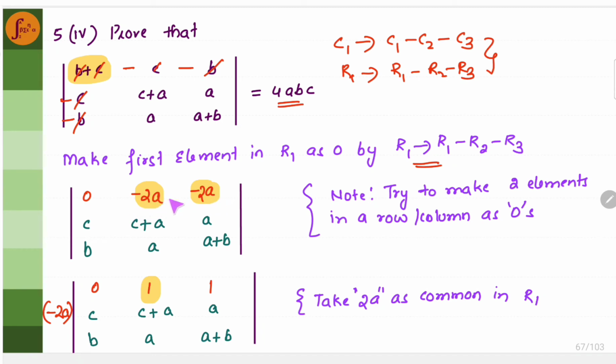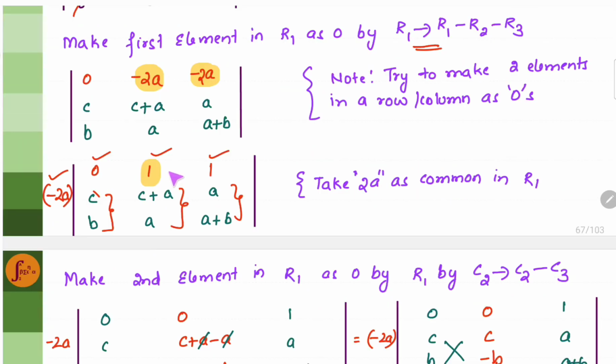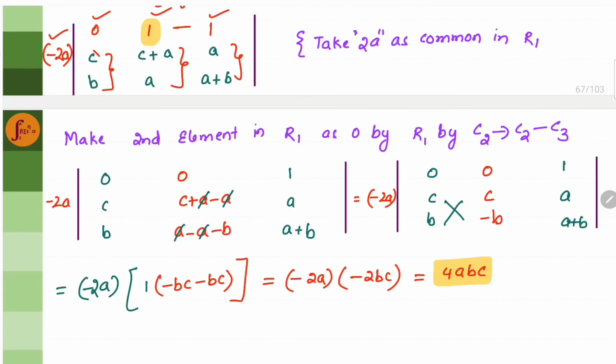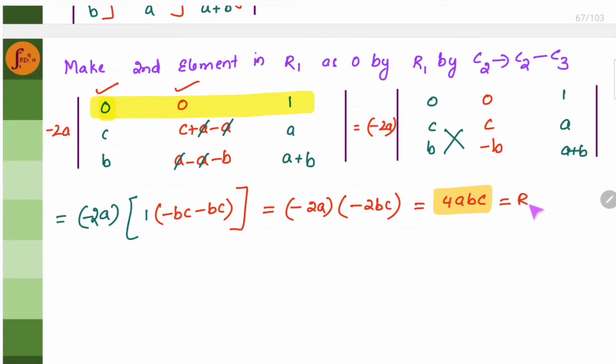You can do any operation. So you'll get a common factor out. You'll get this 1, 1, 0. 2a is the common factor. Now you can subtract these two. 1 minus 1 is going to become 0. So apply a column operation now: C2 is C2 minus C3. Once I apply the column operation, this is going to become 0. This is already a 0. Now expand it along row 1 and find the determinant. So this is equal to RHS. You'll get 4 into A into B into C, which is RHS.